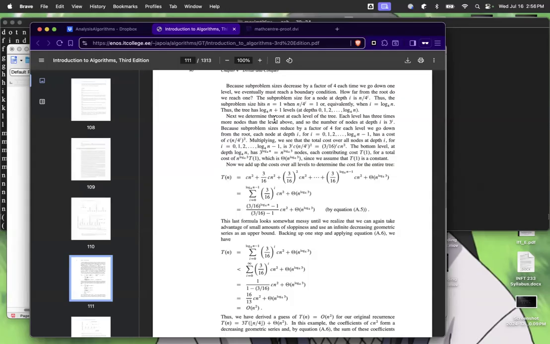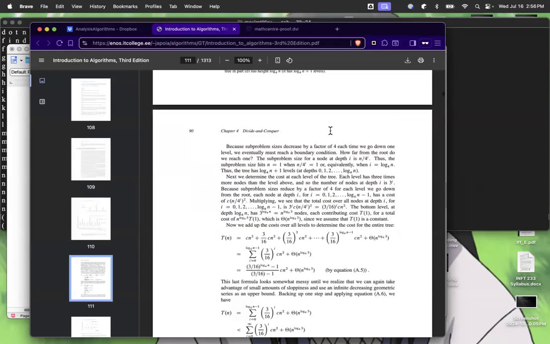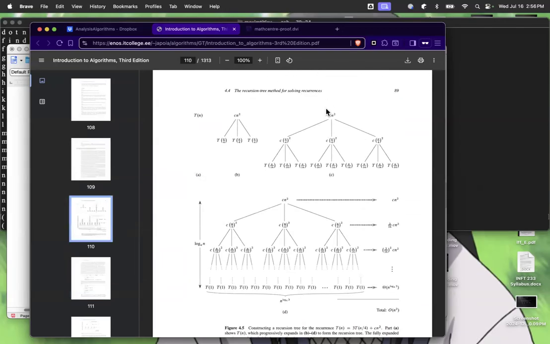So next we would determine the cost at each level of the tree. Each level has 3 times more nodes than the level above. And so the number of nodes at depth i is 3 to the i. Okay, let's take a look. At depth i, this is depth 0, so 3 to the 0 is 1 node. But here you have depth 1, so you have 3 nodes. 3 to the i, 3 to the first. 3 to the second here means we have 9 nodes.